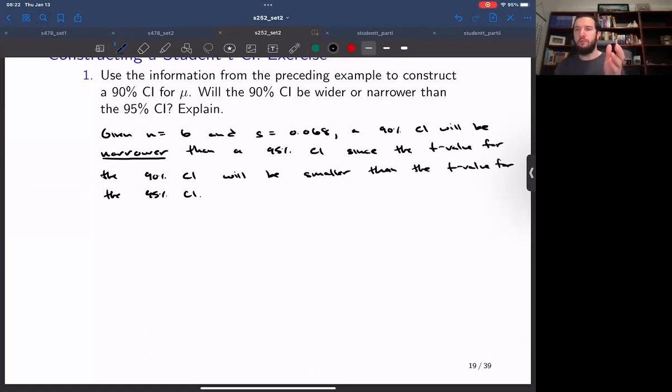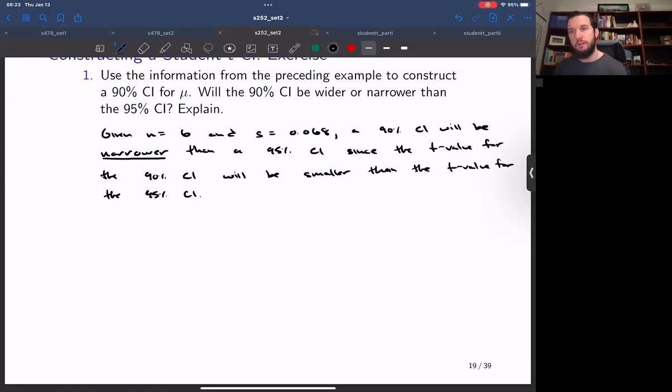Basically, for the same sample size and the same standard deviation, increasing the confidence level will make the interval wider. Decreasing the confidence level will make the interval narrower. So in this situation, we have the same sample size and the same standard deviation. We're going to decrease the confidence level from 95 to 90. And as a result, the interval is going to become narrower or shrink following the margin of error formula. Okay, so we can show this is true just by computing the interval.